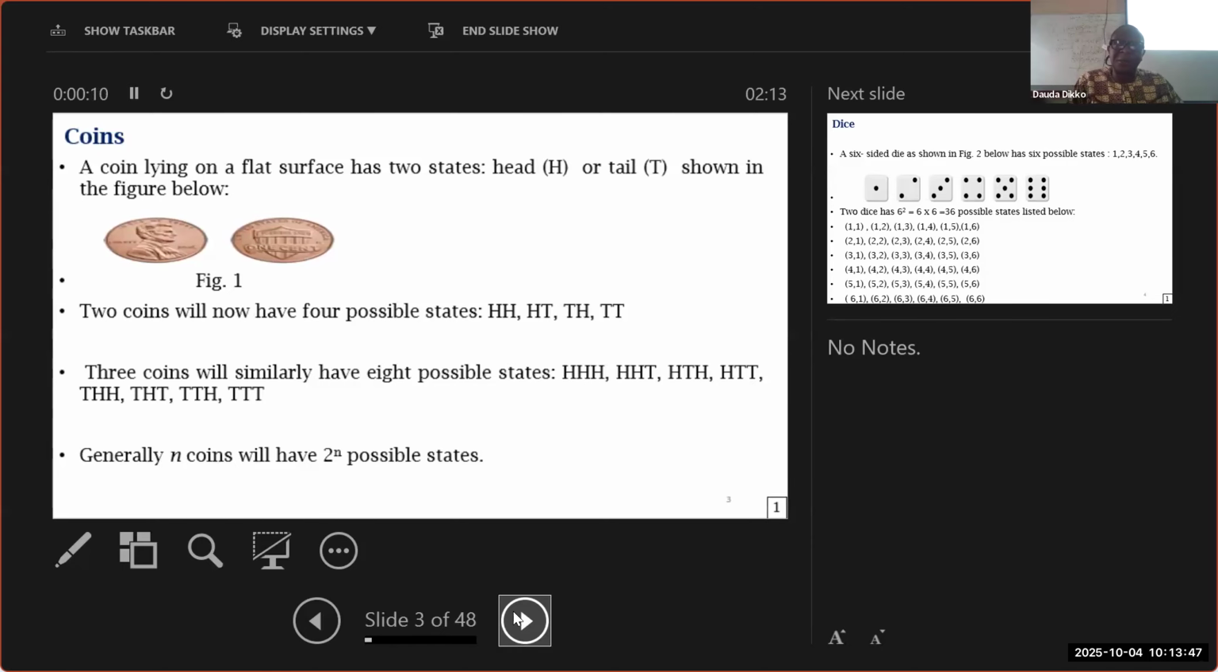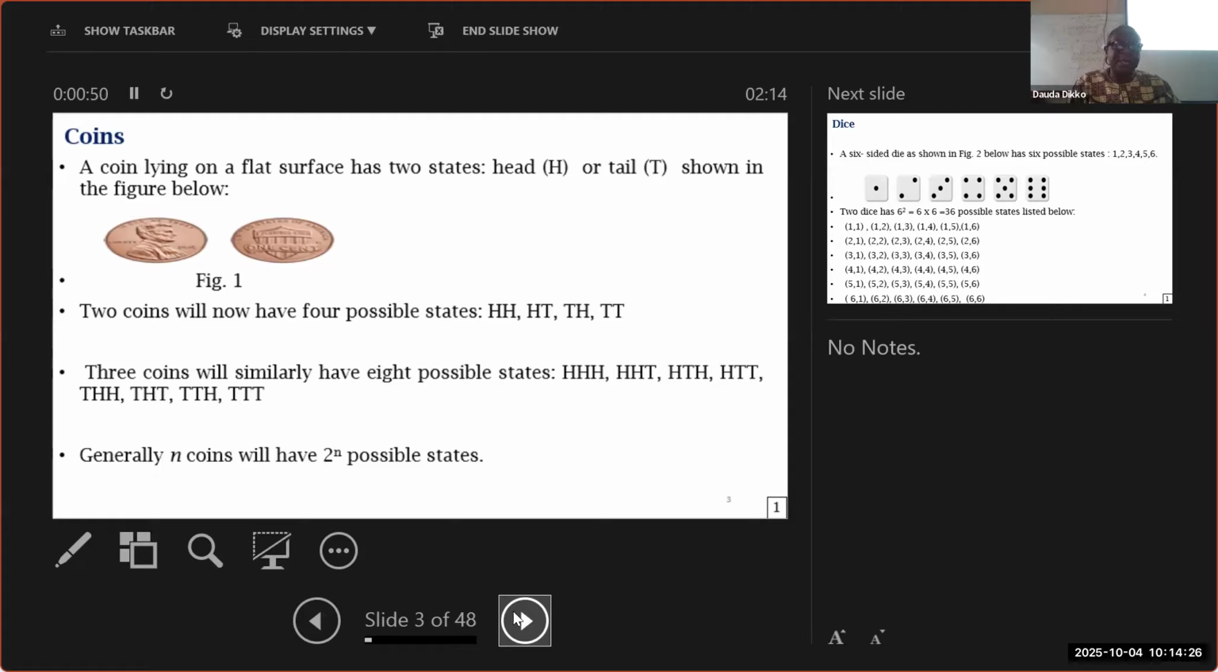Now, let us start from the basic, that is the fundamental. If we have a coin that is not resting on its edge, the coin has two states. That is, it can bear the head, which is represented by H, and the tail, which is represented by T, as shown in figure 1 below. So two coins will now have 4 possible states.